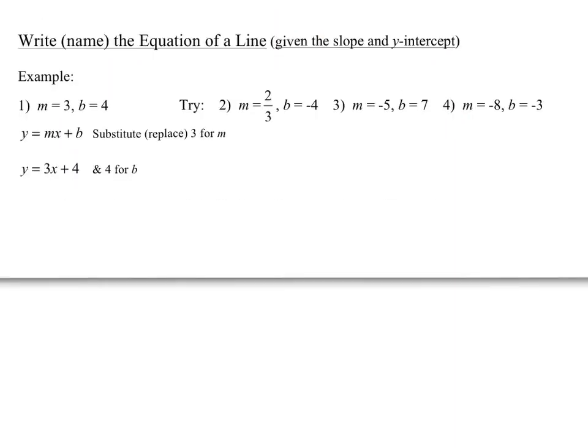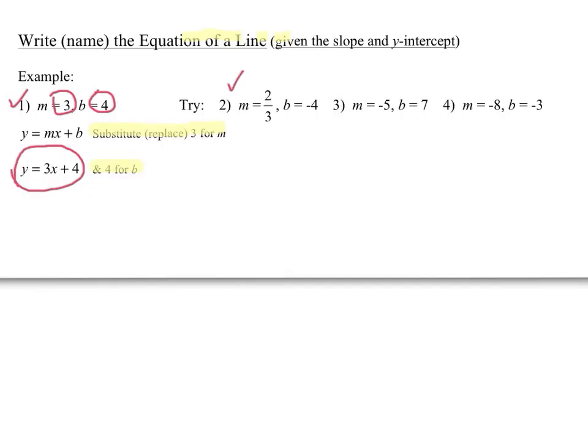Our next task is to write or name the equation of the line, if they give us only the slope and y-intercept as numbers. In our first example, we are given m equals 3, b equals 4, and they are asking us to write the equation of the line. To do this problem, we're going to substitute or replace the 3 for the m and the 4 for the b. And when we do that, we get an answer, y equals 3x plus 4.